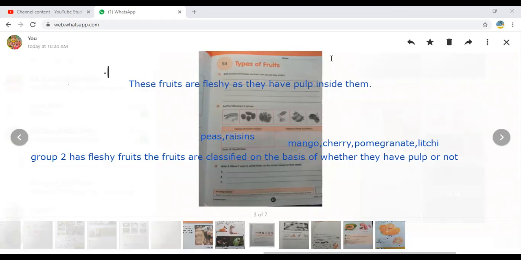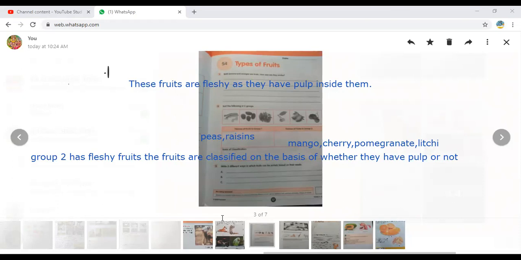Okay, correct answer. Now, I hope it is clear. There are two boxes here. Some fleshy fruits are mango, cherry, pomegranate, peach. These dry fruits are peas and raisins, which are very dry fruits.